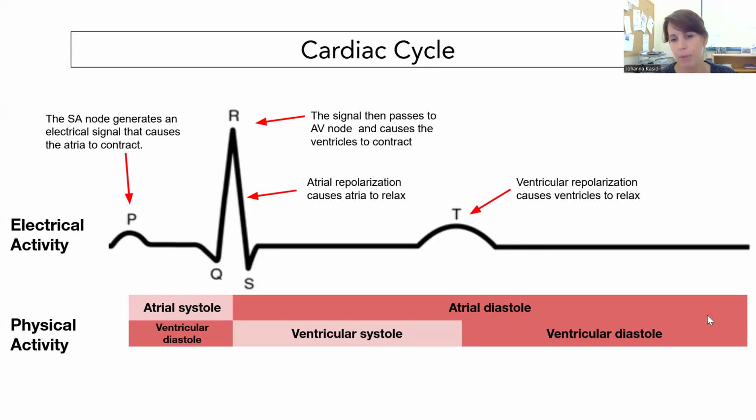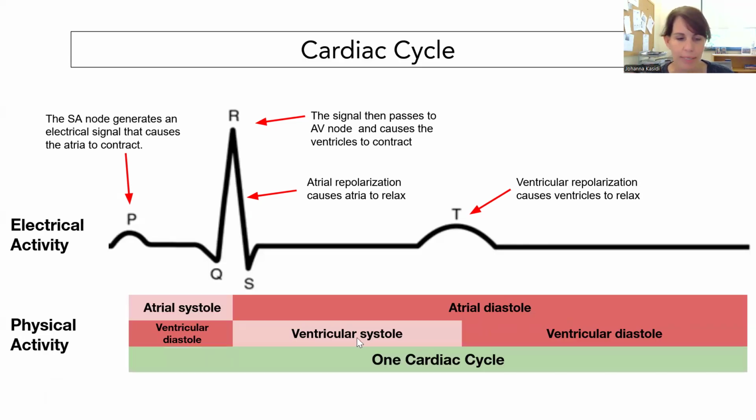So then you have this point here where the atrial and the ventricle are both relaxing, right? When you listen to your heart rate, you hear doop doop, and then a pause. And this is one cardiac cycle.